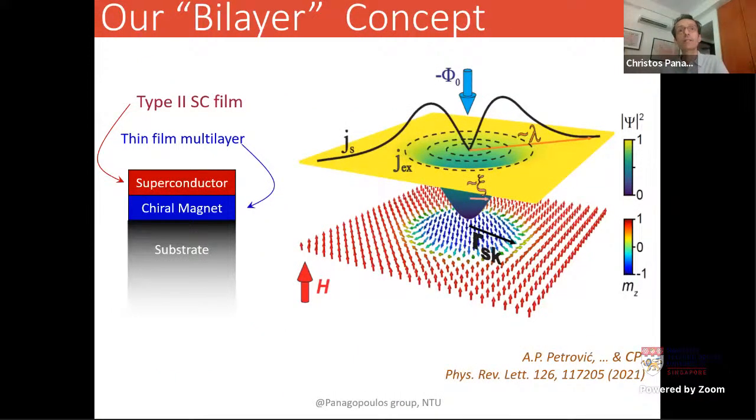The key challenge in engineering this hybrid architecture was to match the skyrmion and vortex length scales. So our bilayer concept shown here is to deposit a type 2 superconductor on a chiral magnetic multilayer. For this to work, however, we should first clarify the interactions between the superconducting vortices and the magnetic skyrmions in the respective layers of our structure.